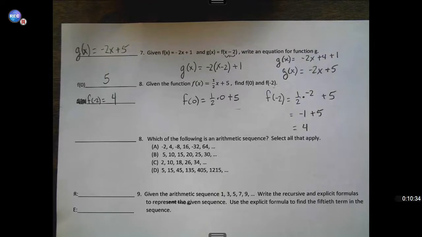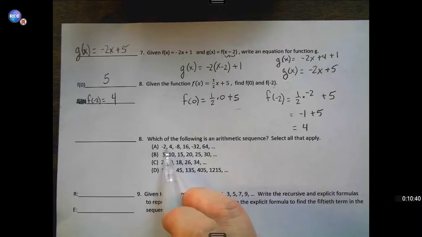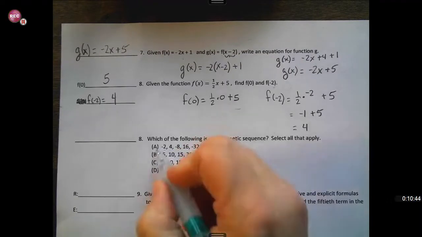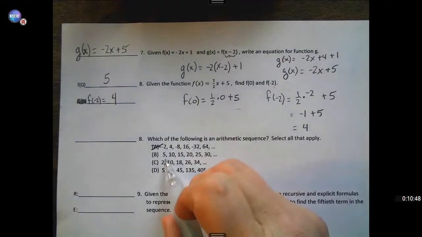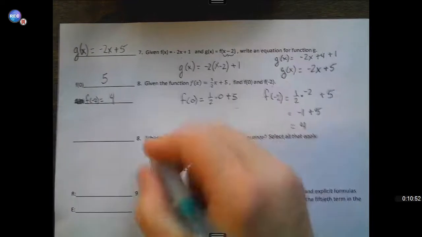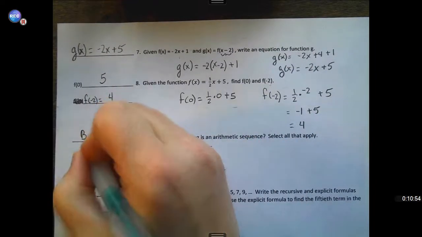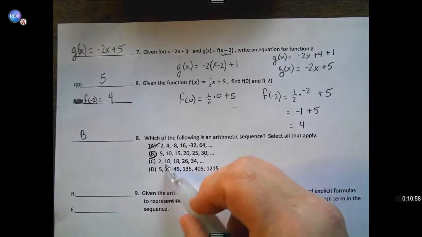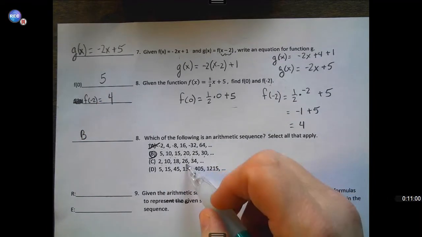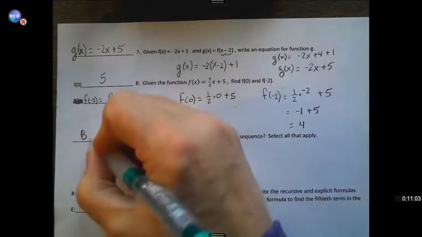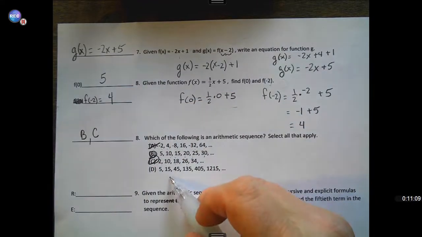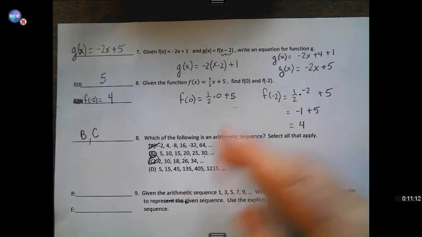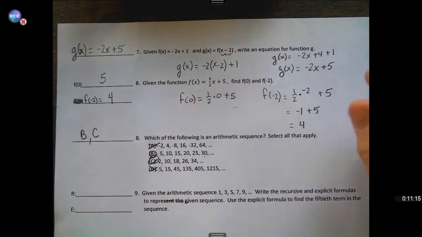Which of the following is an arithmetic sequence? Select all that apply. Well, I can tell you that when it jumps from negative to positive to negative to positive, it's not going to be an arithmetic sequence. Okay? Look at this next one. Add 5, add 5, add 5, add 5, add 5. Bingo. That's an arithmetic sequence. Let's see. Add 8, add 8, add 8. 18 plus 8, yep. Add 8, yep. That's an arithmetic sequence. Let's see. Add 10, add 30, add, no, not that one. B and C would be the answer there.